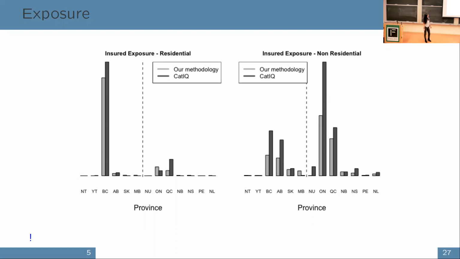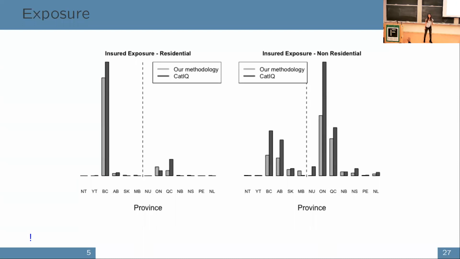So we have CAT-IQ's information, where we can see from the residential point of view, we have lots of insureds, of exposures, sorry about that. We have lots of exposures in the west, whereas we have much more non-residential exposure in the east.